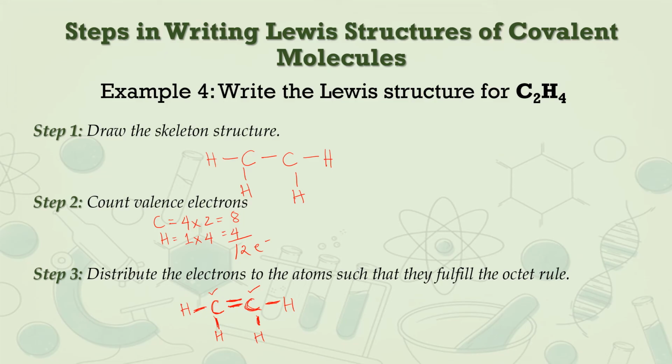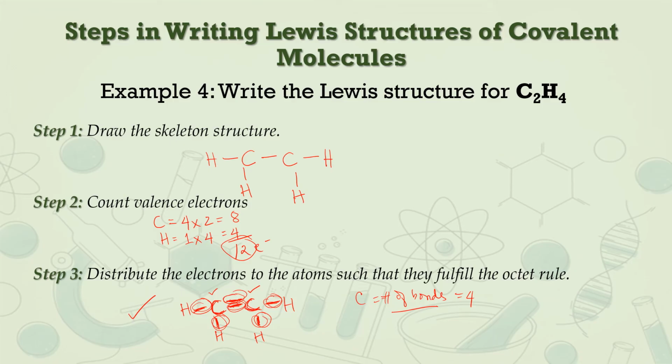Now let's check if they met the number of bonds, which is 4 for carbon. So let's check for carbon here. We have 1, 2, 3, 4 bonds. And the other carbon, 1, 2, 3, and 4 also. So it's already correct. Now let's check if we already put all the 12 electrons. So we have 2, 4, 6, 8, 10, 12. So that means this Lewis structure is already correct.